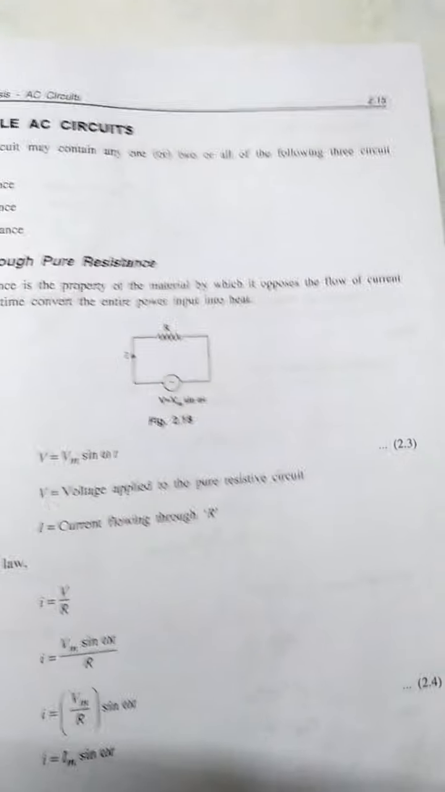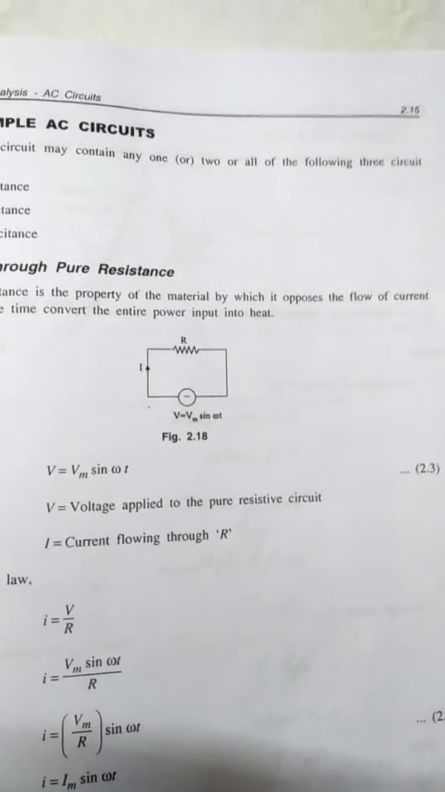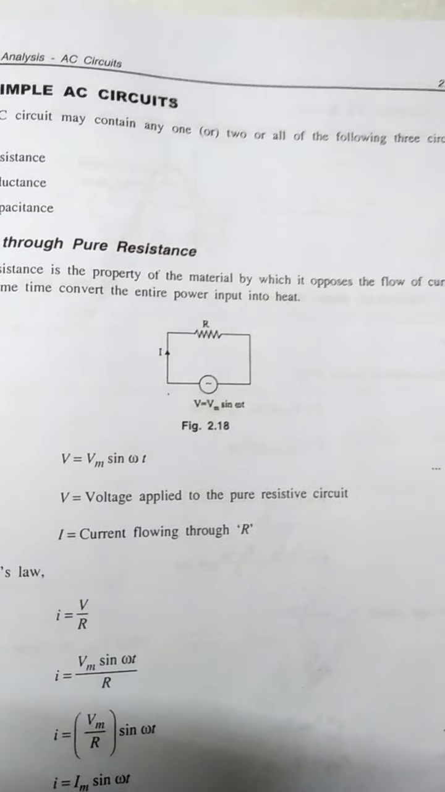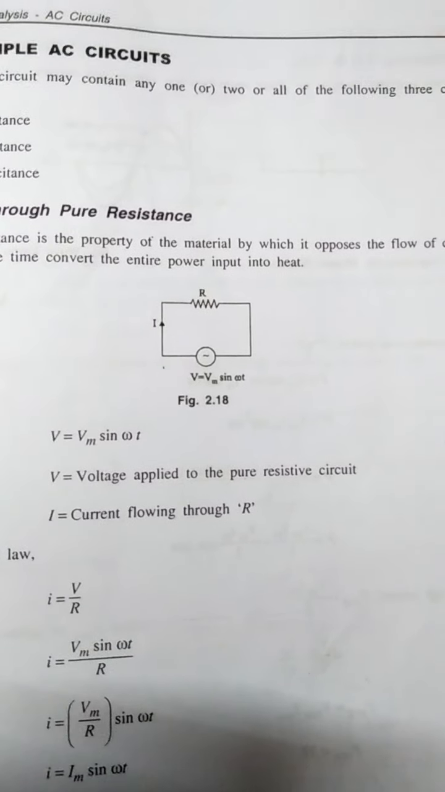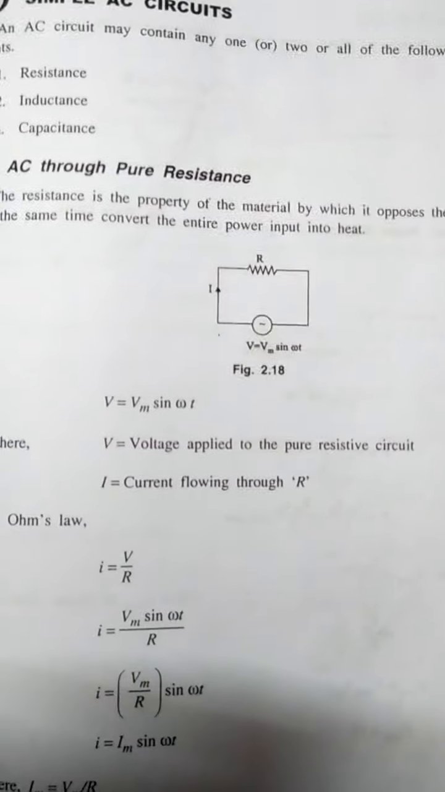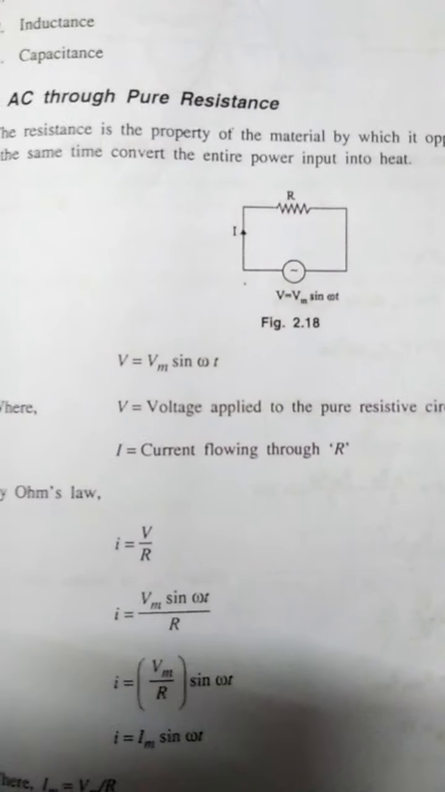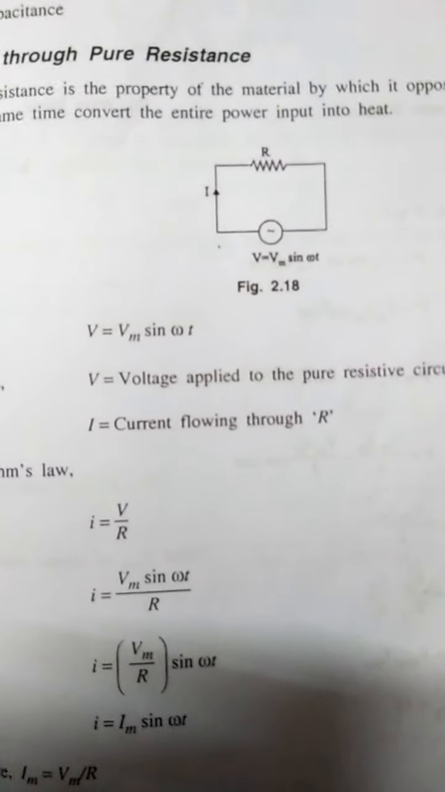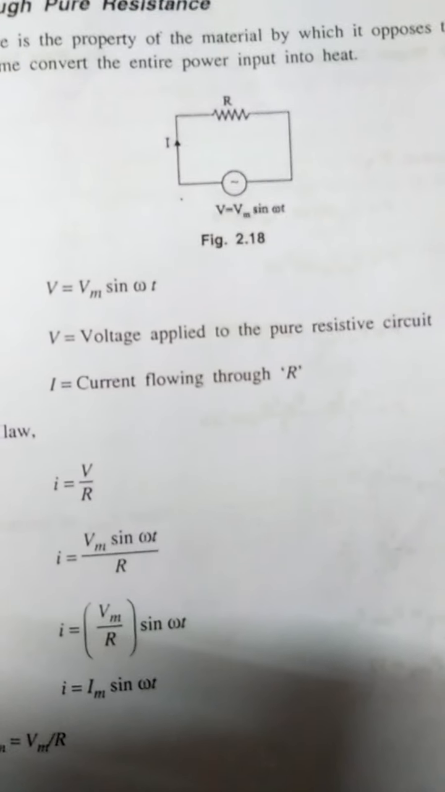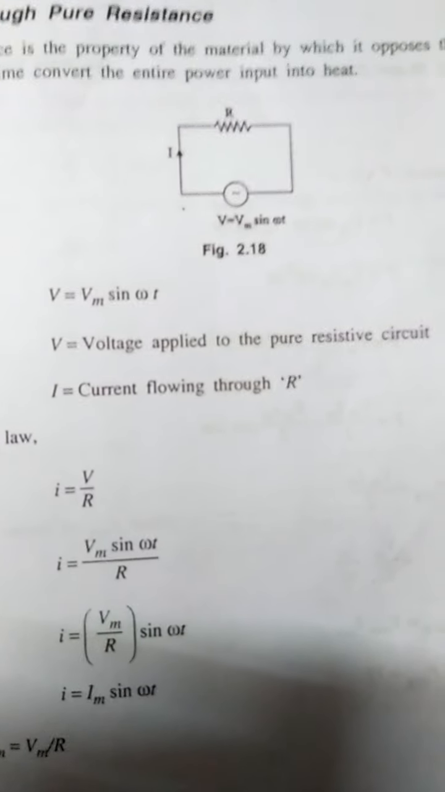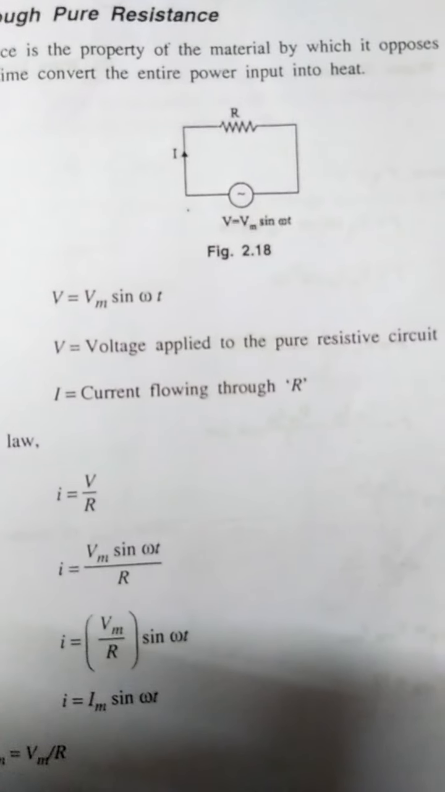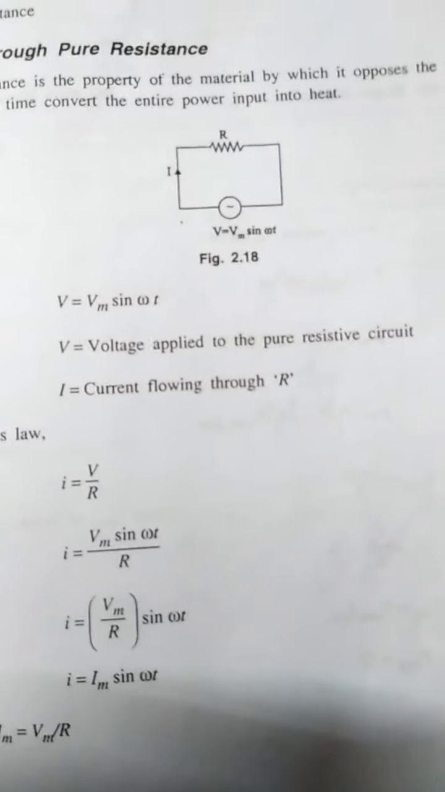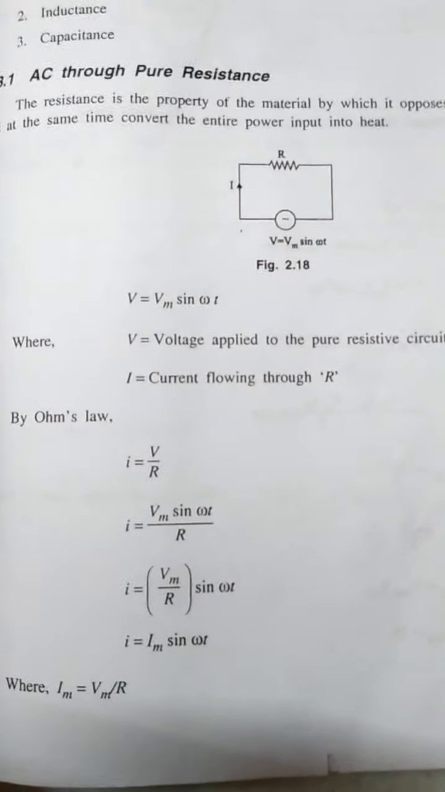So in this circuit we have only a resistor, and we know the equation for sinusoidal input: V is equal to Vm sin omega t, and by Ohm's law we know I is equal to V by R. So in place of V I can write Vm sin omega t. I will get I is equal to Vm by R into sin omega t. So I replace Vm by R with Im. So I is equal to Im sin omega t.